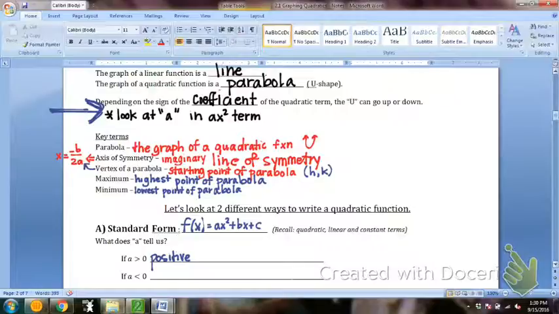Okay, if A is greater than 0, that means that A is a positive number, right? And if it's a positive number, the graph opens, what do you think? Opens up. So it opens up. It's going to look like this. Does it have a minimum or a maximum? Does it have a high point or a low point? Look, guys, it has a low point down here, right? So this is the minimum. So if it opens up, it's going to have a minimum.